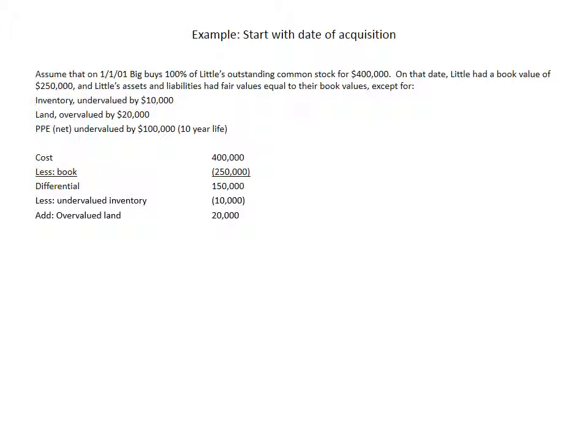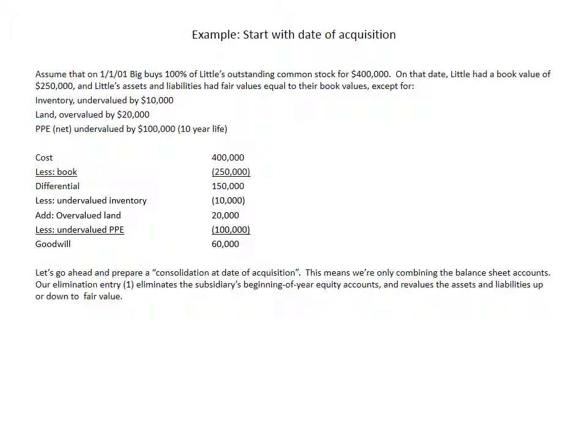In contrast, the land is overvalued, so we're going to need to add that one. And then finally, property, plant, and equipment net is undervalued by $100,000, so we're going to subtract that one as well. And what we're left with is goodwill of $60,000. Again, the differential of $150,000 minus $10,000 plus $20,000 minus $100,000, whatever we're left with is the goodwill.